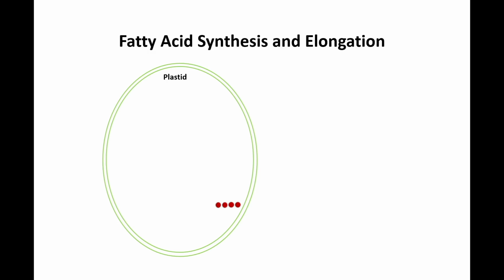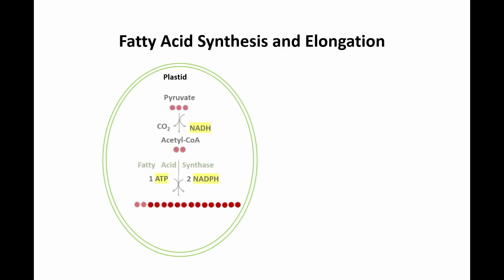This process is repeated until the fatty acid reaches the length of 18 carbons. That's the maximum length of fatty acids you can make in plastids. These fatty acids can be used to make membrane lipids in plastids and ER.